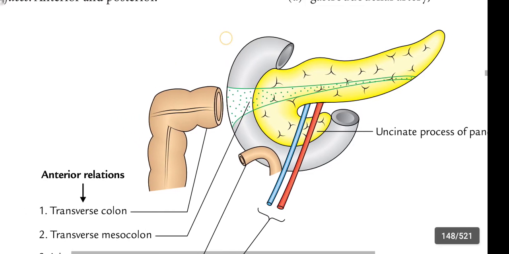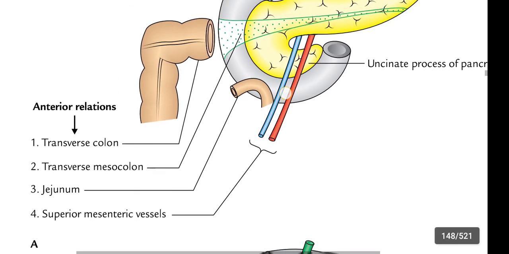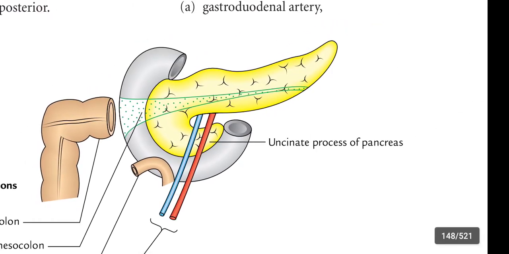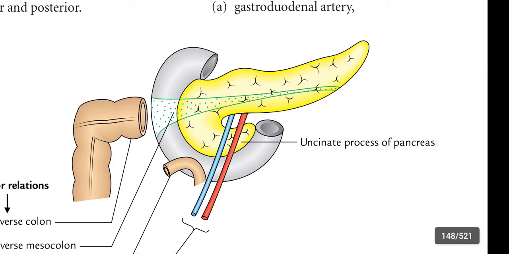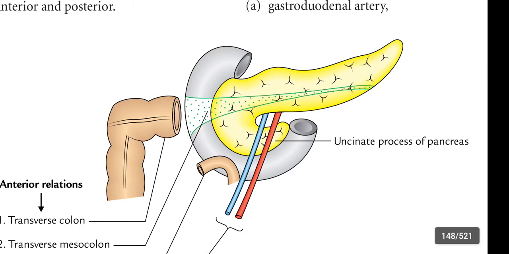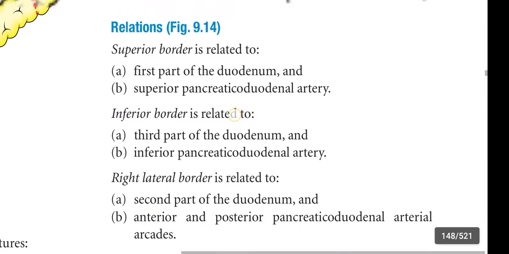This is the first part of the duodenum, second part of the duodenum, this is the third part of the duodenum. The superior part is related to the first part of the duodenum and the inferior part is related to the third part of the duodenum. The superior part is related to the superior pancreatico-duodenal artery, and the inferior part of the head of the pancreas is related to the inferior pancreatico-duodenal artery. It is not shown in this diagram, guys.